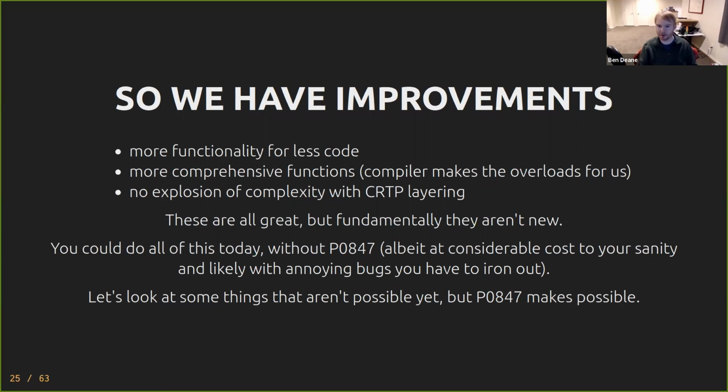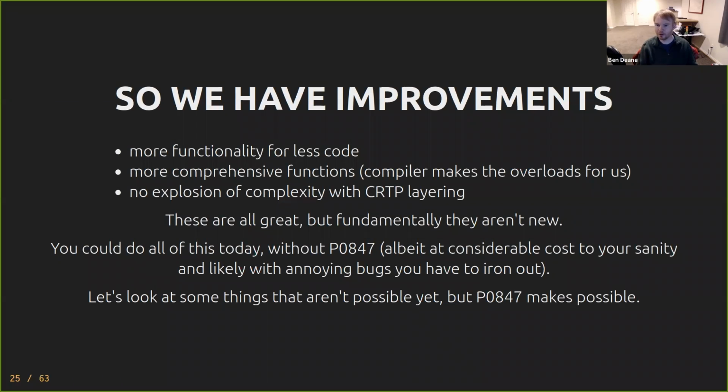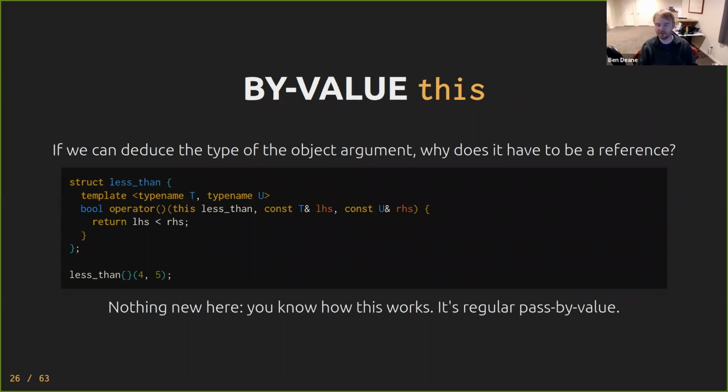And one of these things is, so if we're deducing the type of the object, why can't we deduce it as a value and not a reference? It doesn't have to be a reference. It can be by value. And, if you just think about this for a second, again, you know how this works. This is regular pass by value. Less than here is an empty object. And this is actually better than we have today as well, because less than is an empty object.